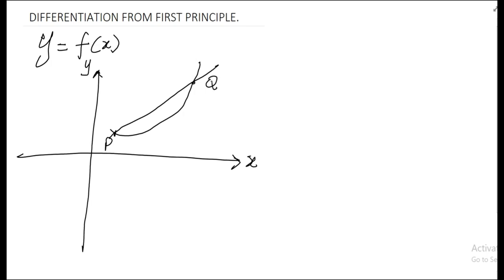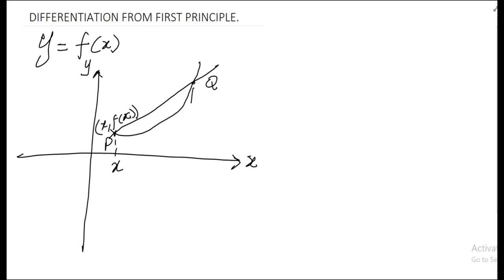Now, if this is point Q, of course, P will have its own coordinate. Let's say coordinate x, y. Let's say this is the x value of P. The coordinate of P is x, y. And what is our y? Our y is f of x. So we write f of x here as the coordinate on y.